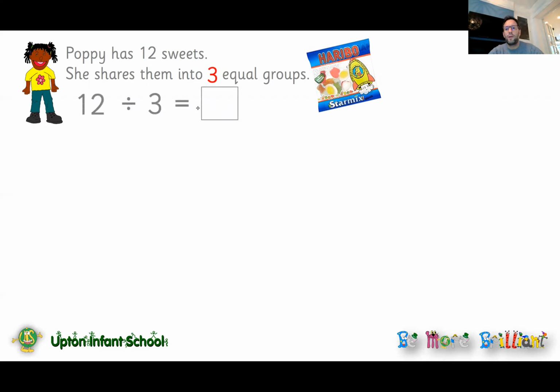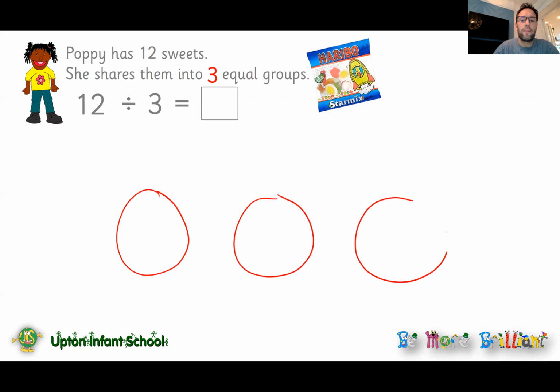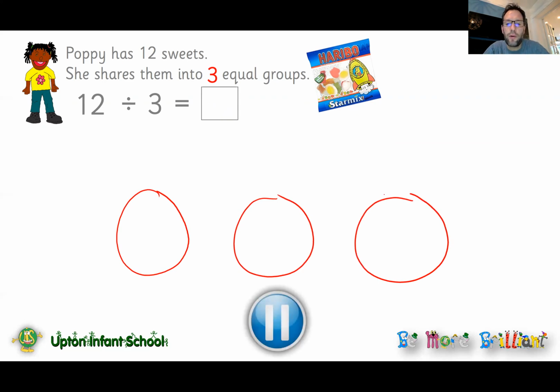Okay, so this is what we're dealing with. 12 shared between 3. 12 divided by 3 is what we've got to find out. How many would that be in each group? So this time, because we're dividing into 3, we need to draw 3 circles. Do you think you could do that for me? 1, 2, 3.